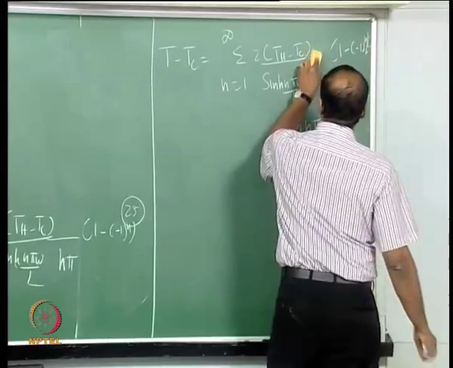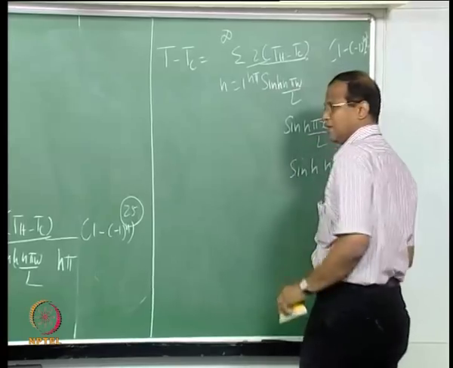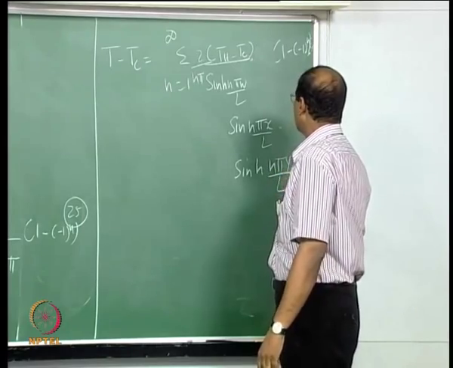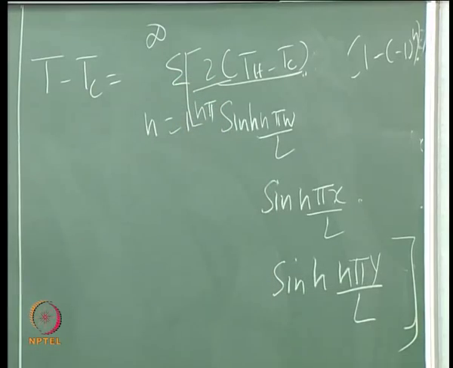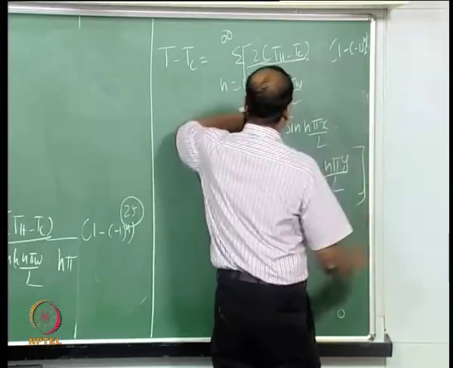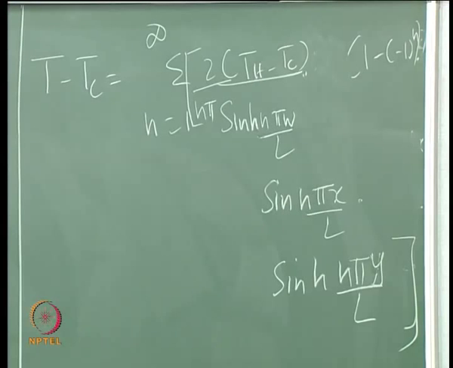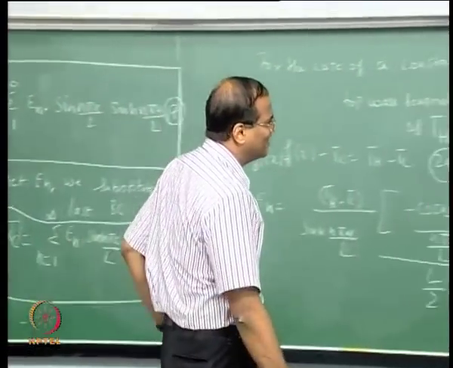because I was not happy with the sin h n pi y by L, small y, do not put sin h and w by L, that is there here. Okay, this is the way to solve it.